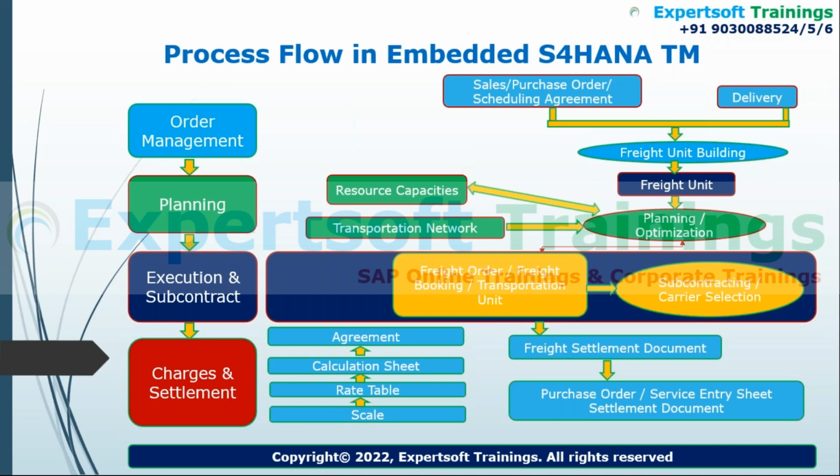To start with, the source of this transportation module will be the sales order, purchase order, and delivery. With the help of these, we are going to create a freight unit, and the next step will be planning. Whichever logistics provider is available, the freight order and freight booking transition will happen. Going further, the freight settlement part will be covered in charge and settlement. So that was the small gist we discussed yesterday.